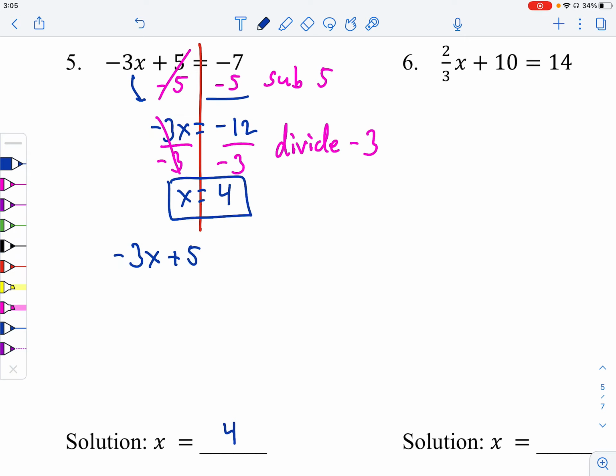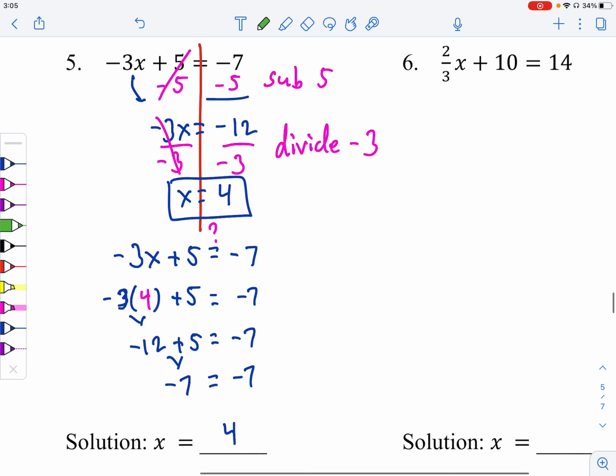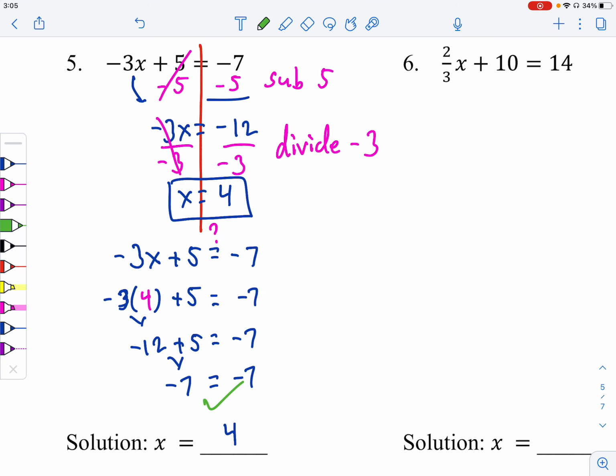-3x plus 5 should be equal to -7. Right? They should be equal. So we're going to substitute. So -3. Now we're going to substitute our 4 and see if it comes out. So -3 times 4, -12, plus 5, that is -7. So that is correct. Check. So that is correct.